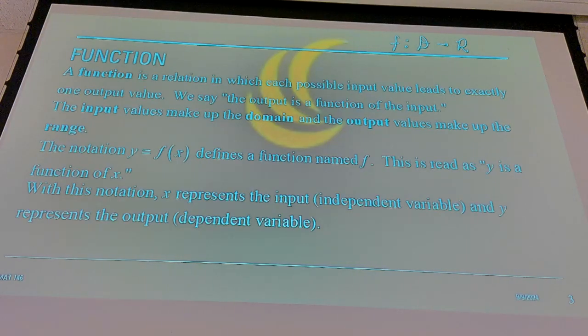You may also see a function written that way. So that says that f is a function from the domain D to the range R. It takes values in the first set D and maps them to the second set R. So I have to be careful with terminology.